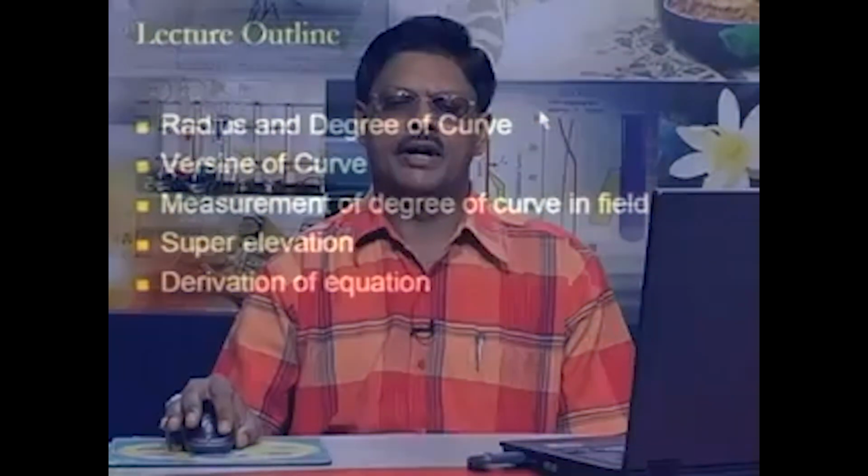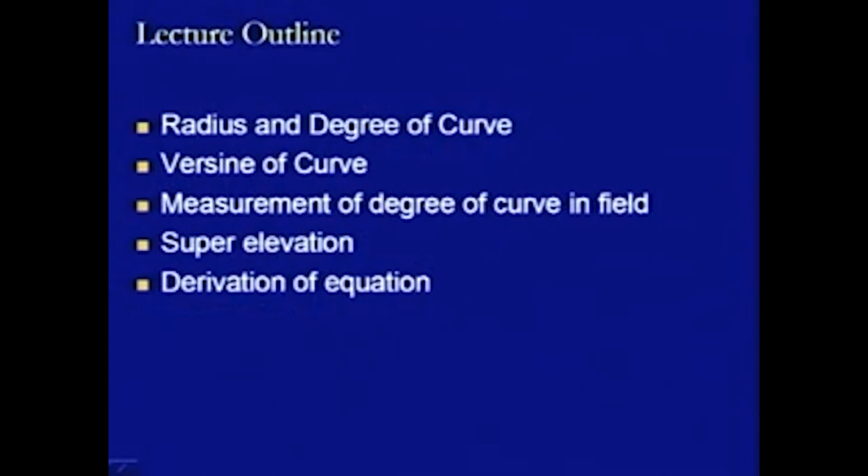Today's lecture is a continuation in that sense, and we will be today specifically discussing the horizontal curve and the provision of super elevation on horizontal curves. In this case, we will be discussing the radius and the degree of curve, the versine of curve, the measurement of degree of curve in the field, super elevation and derivation of equation for super elevation. The first 3 points are related to the horizontal curves, whereas the last 2 points are related to the provision of super elevation on horizontal curves.